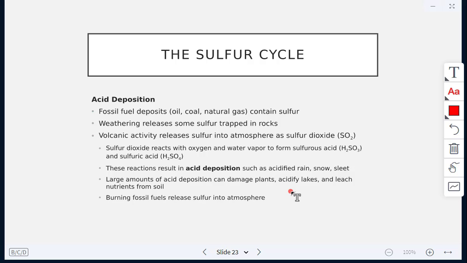And large amounts of this acid deposition can damage plants, it can acidify lakes, and it can leach nutrients from the soil. When we burn fossil fuels, it's also releasing sulfur into the atmosphere, which contributes to more of that sulfurous acid and sulfuric acid.